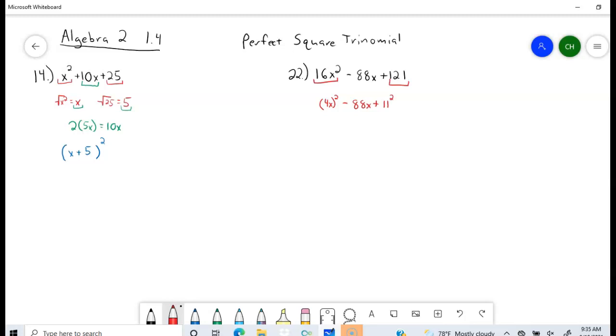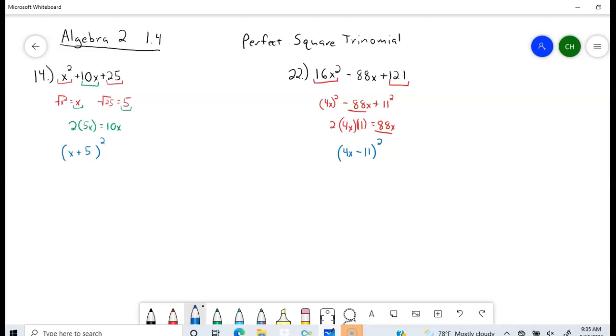So I'm going to take the first one, 4x, and I'm going to multiply it times the last one. And I'm going to multiply that times 2. 2 times 4x is 8x. 8 times 11 is 88x. So the fact that it is the same as the middle tells me it's a perfect square trinomial. So I immediately know it's going to be 4x, it's going to be 11, and it's going to be minus in this case because my middle term is negative.